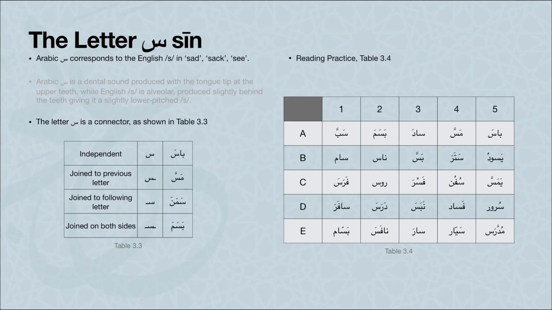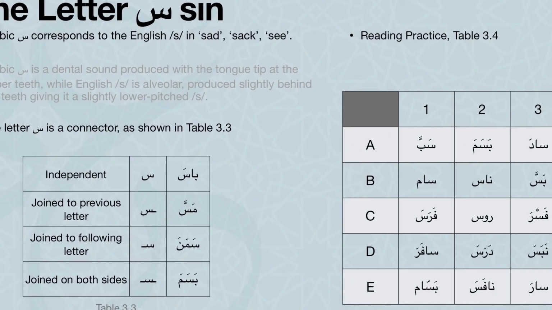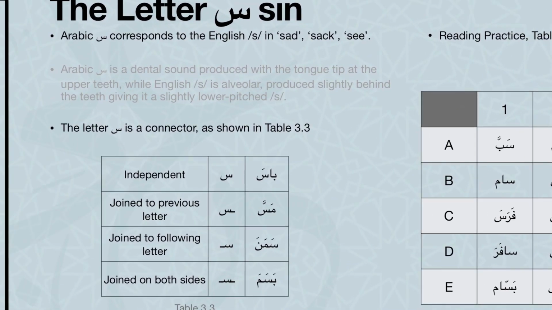Okay, let's jump to a simple letter. This one is the letter Sin. That's a very common sound in most languages. And if we were to jump right into it, the letter Sin corresponds to the English S in sad, sack, and sea.